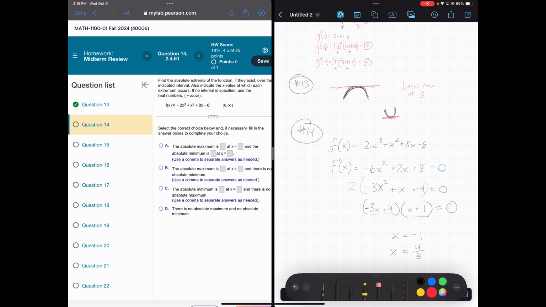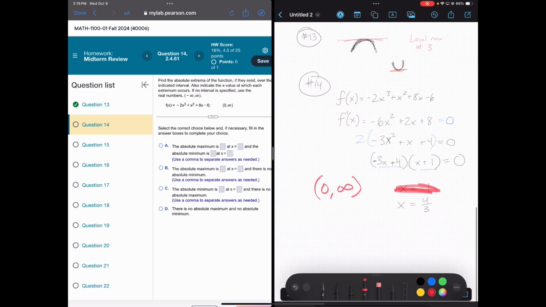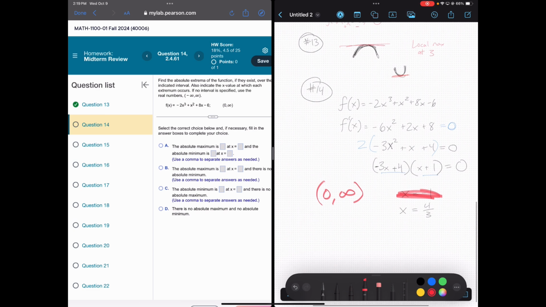Turns out, though, what can I do with negative 1? It doesn't count. It's not within the interval. It's not in my interval, so I can ignore negative 1. Negative 1 is not going to factor into this because my interval is 0 to infinity. And negative 1 is outside of my interval. So I don't have to worry about negative 1. I only have to worry about 4/3.